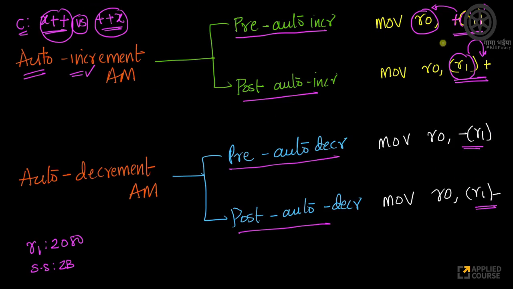Most microprocessors either use pre-auto increment or post-auto increment. There's no point using both, right? But microprocessors can choose to have any one of them.